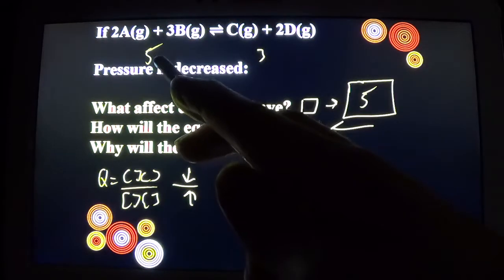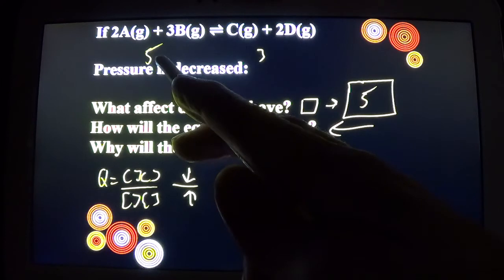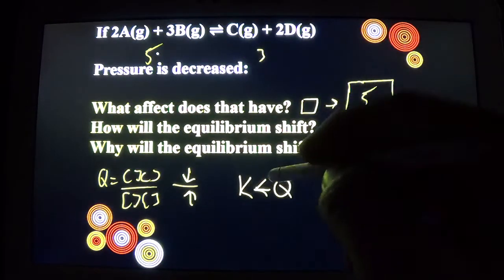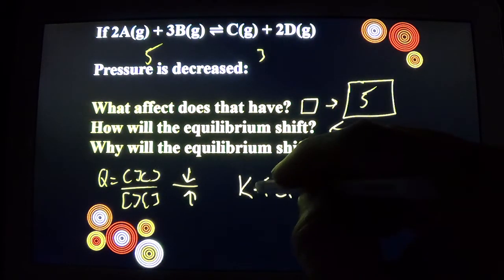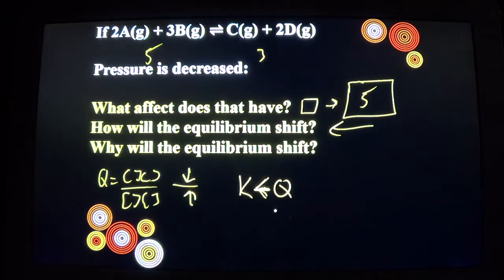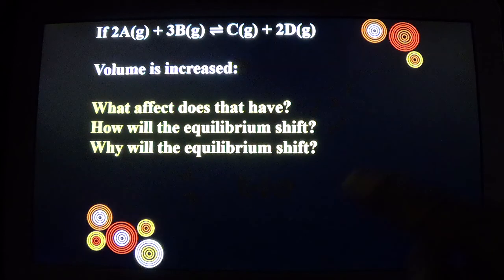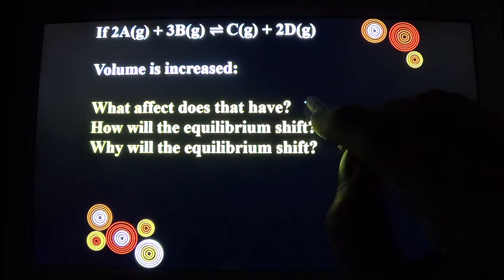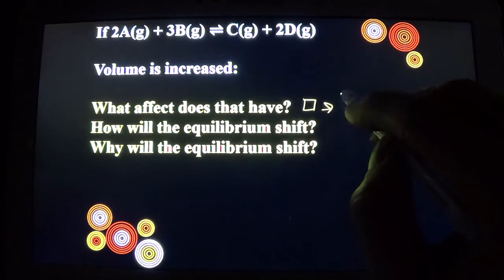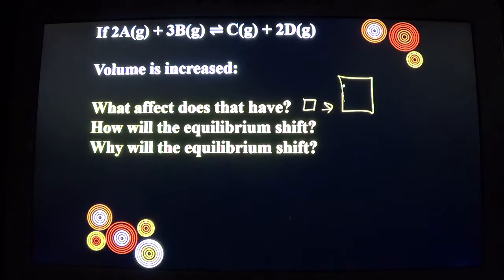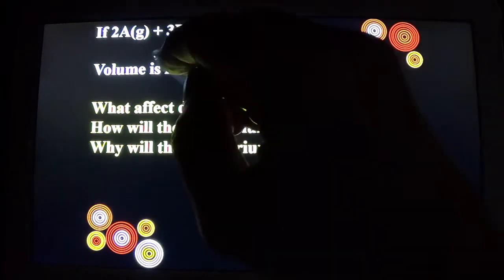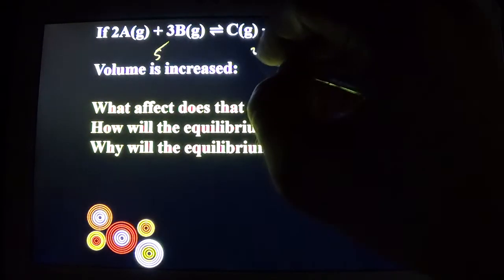To make 5 moles of gas, we had to shift to the left. By shifting to the left, we can infer that Q was greater than K. It has to get smaller. Q's number has to get smaller to get back to equilibrium. Okay. Volume's increased. Well, gee, if we haven't already had this mental picture, we definitely have it now. And we still have 5 moles of gas on this side and 3 moles of gas on this side.